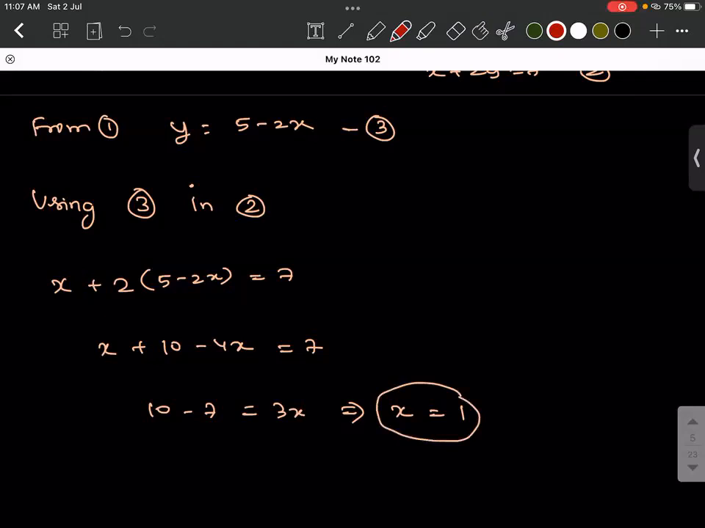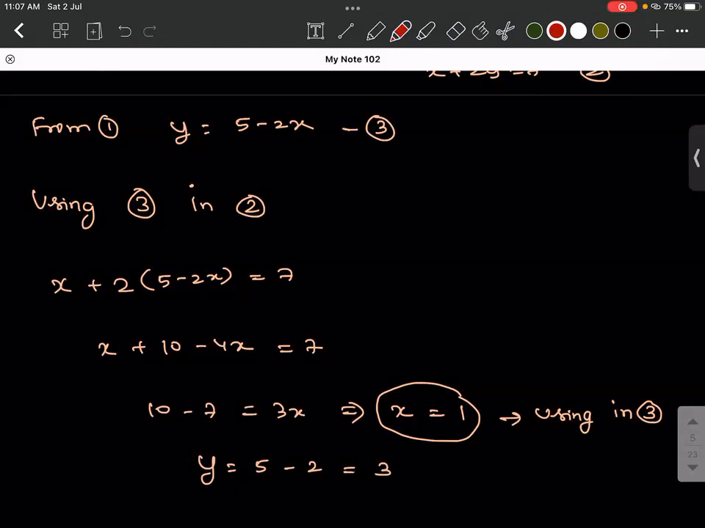So when I say x is equal to 1, using this in 3, or you can use it in any of the equations, 1, 2, or 3. Using this in 3, I get y is equal to 5 minus 2, which will give me 3.